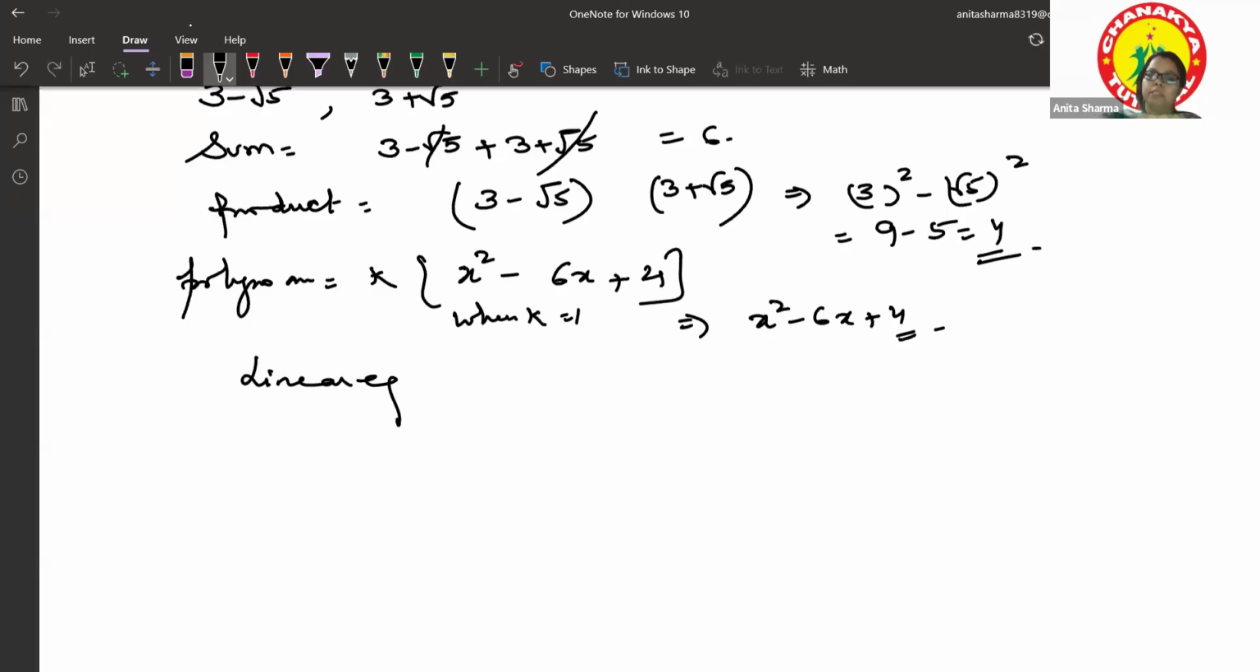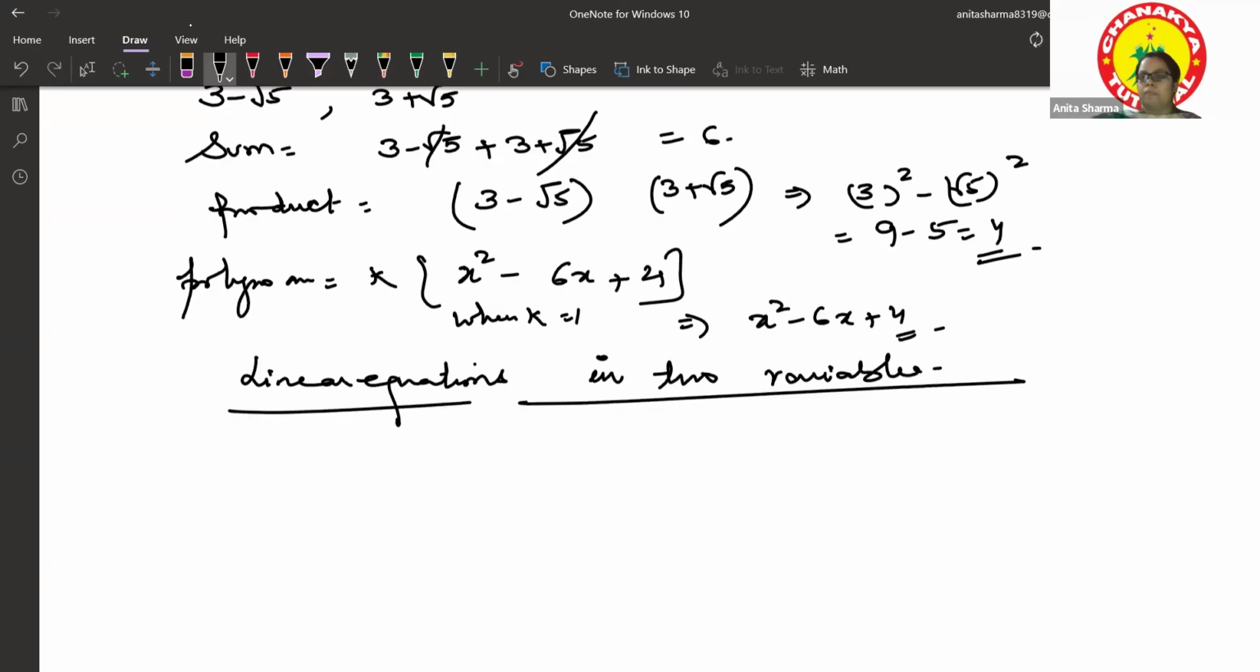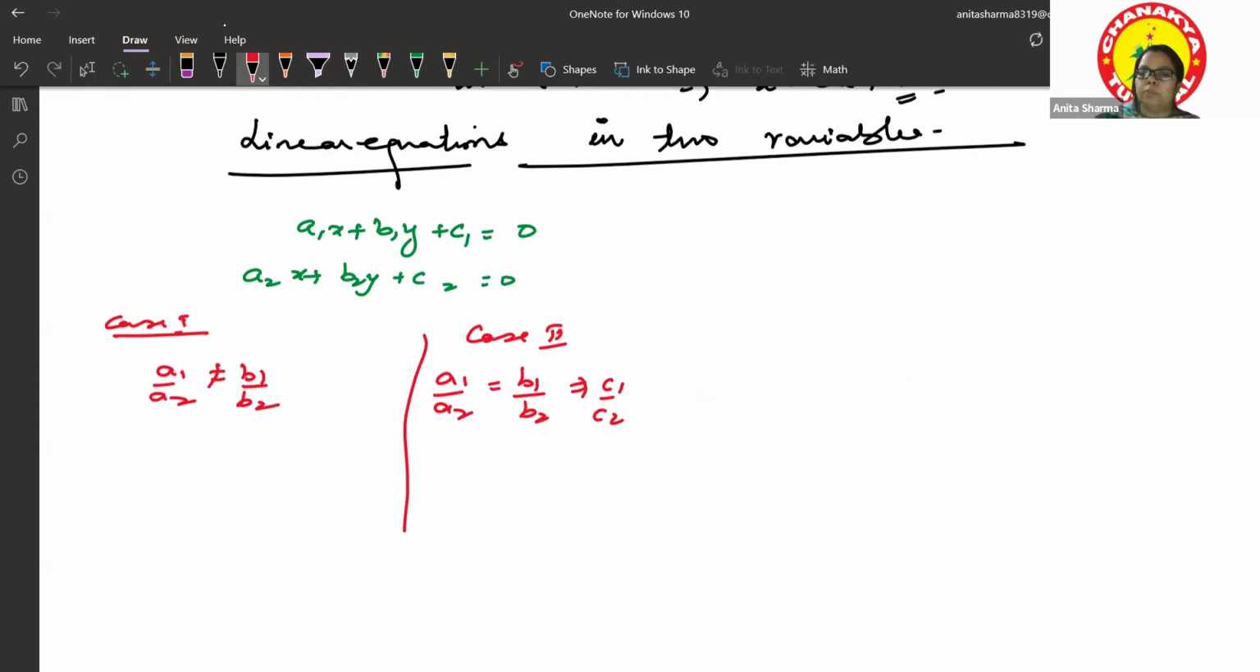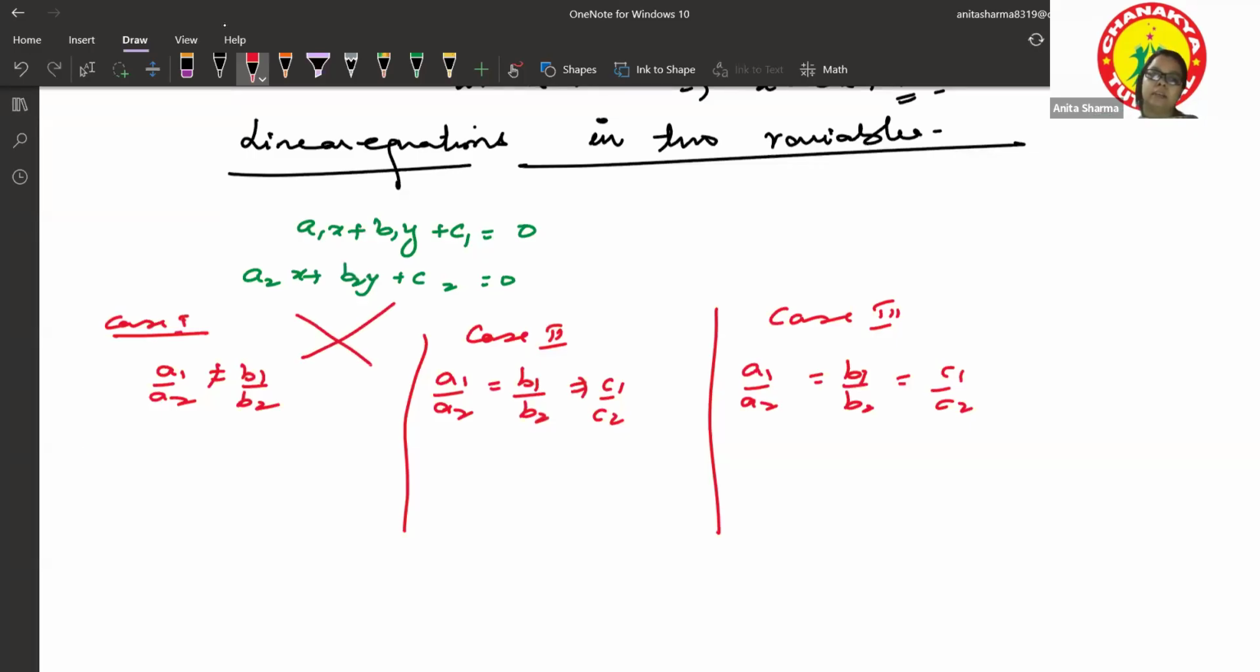Now next is linear equations in two variables. So in linear equations in two variables, basically we have two linear equations in standard form, right? So there will be three conditions. First, when a1 upon a2 is not equal to b1 upon b2. Second case, when a1 upon a2 is equal to b1 upon b2, not equal to c1 upon c2. Third case, when a1 upon a2 is equal to b1 upon b2 is equal to c1 upon c2. So when a1 upon a2 is not equal to b1 upon b2, then the lines will be intersecting.